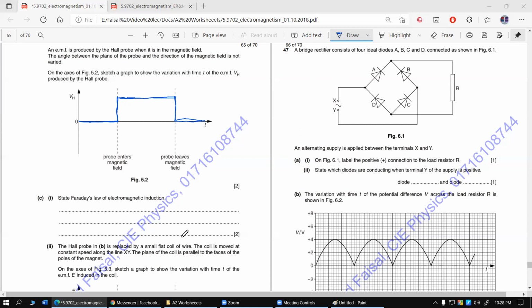State Faraday's law of electromagnetic induction: the induced EMF in a coil is directly proportional to the rate of change of magnetic flux linkage across that coil. Part 2 says: the Hall probe in B is replaced with a small flat coil of wire. The coil is moved at constant speed along the line XY. এরপরের লাইনটা হচ্ছে important. The plane of the coil is parallel to the faces of the poles of the magnet.